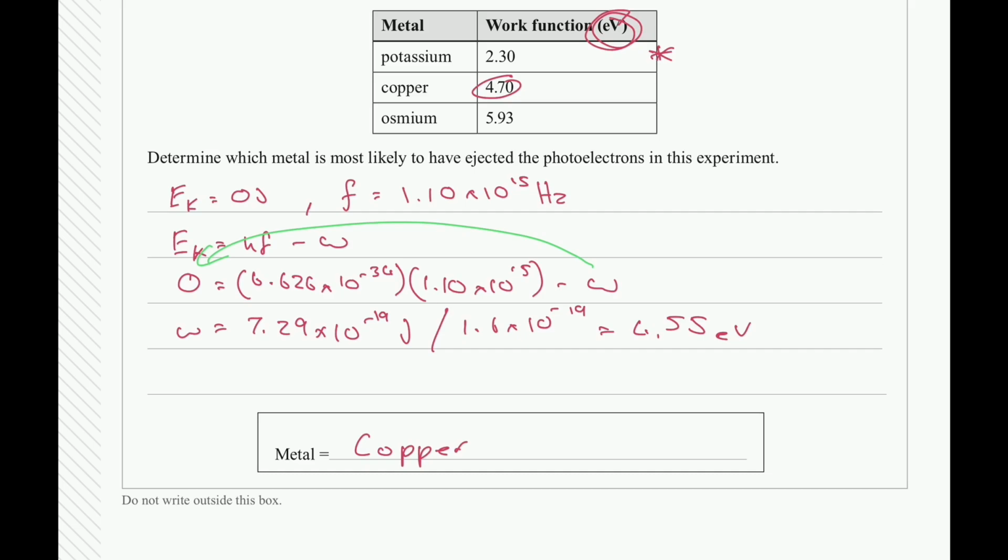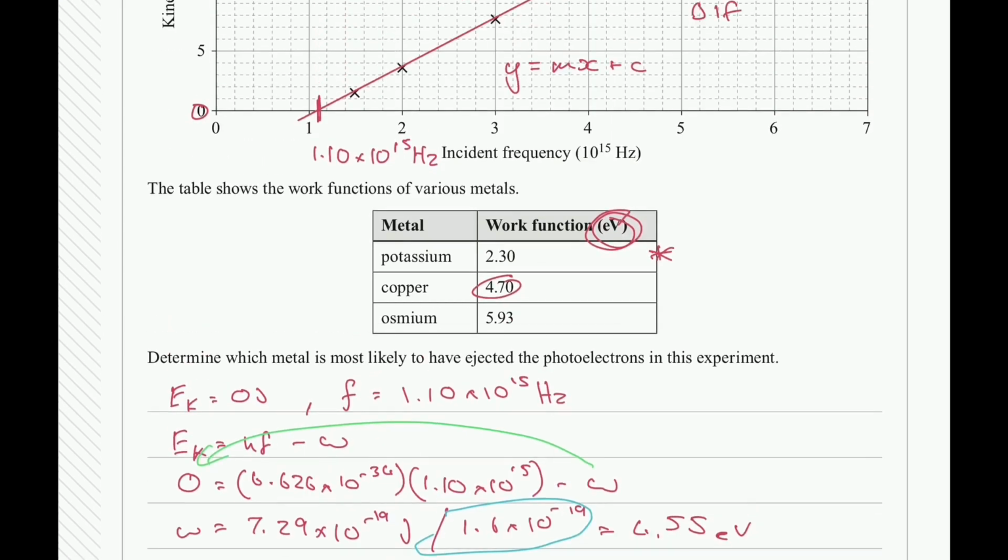If you're stuck figuring out the conversion from joules to eV, this 1.6 is in your formula book. It says that 1 eV is equal to 1.6 times 10 to the negative 19 joules. All right, that's question 26.